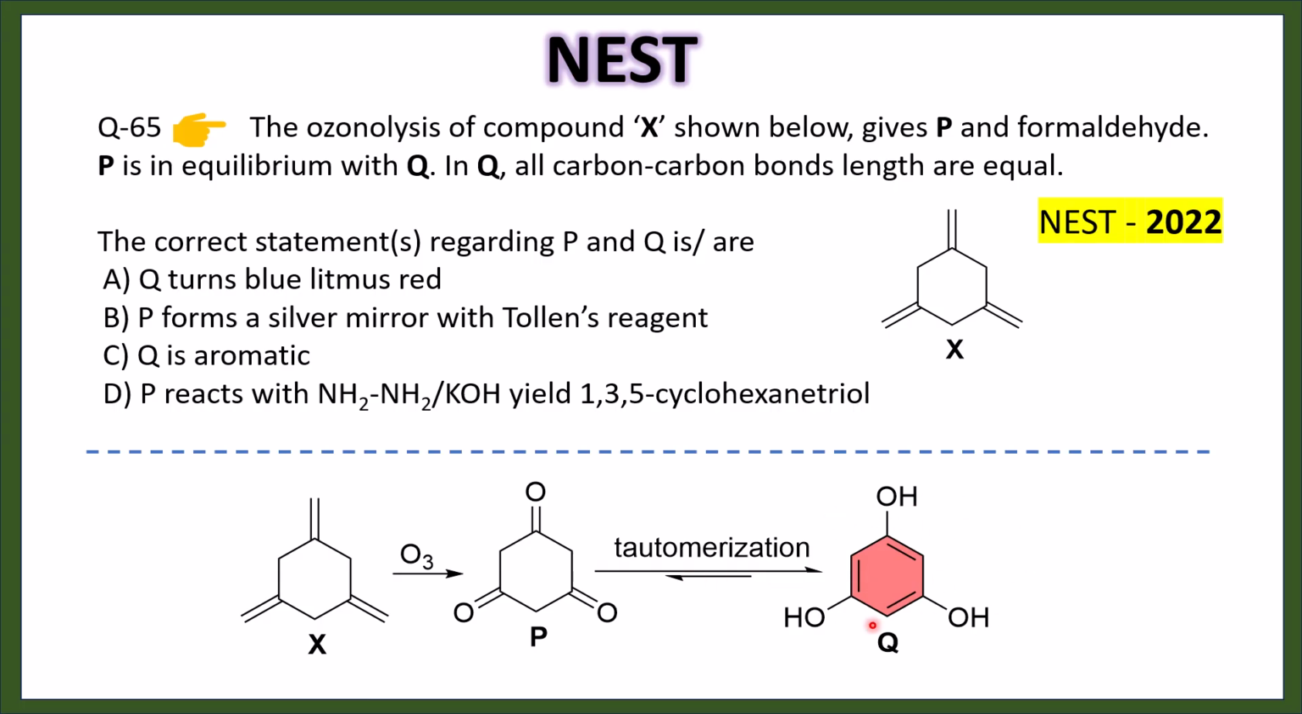So this is phloroglucinol, this is aromatic, and as this phenolic hydrogen is acidic in nature, Q turns blue litmus red. Okay. P forms a silver mirror with Tollens reagent. This is not true. This is a ketone. Aldehyde gives this test. Q is aromatic. This is okay. And P reacts with hydrazine, KOH gives this cyclohexane triol. No. This is Wolff-Kishner reagent. This ketone is converted to a methylene group, CH2, not that alcohol. So only this option and this one are correct.